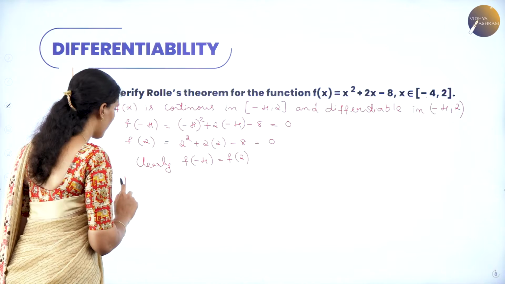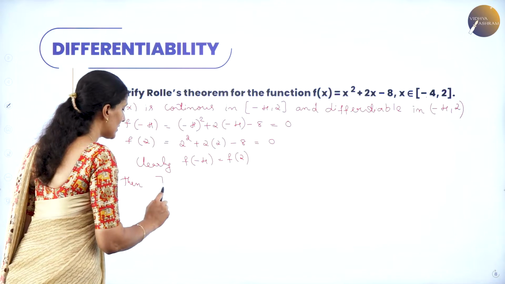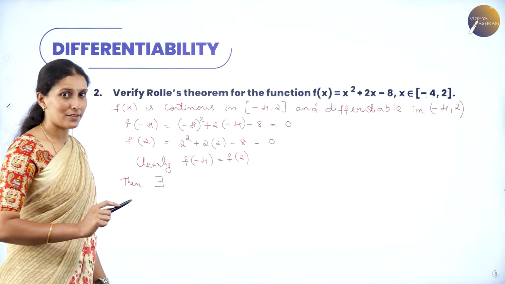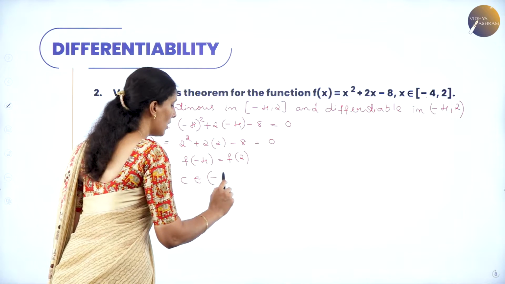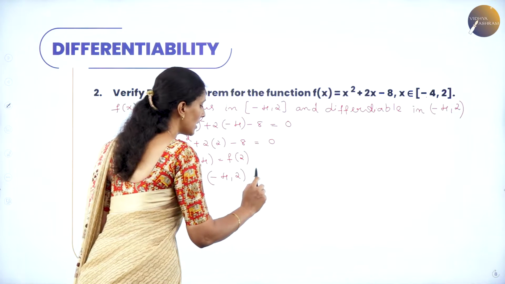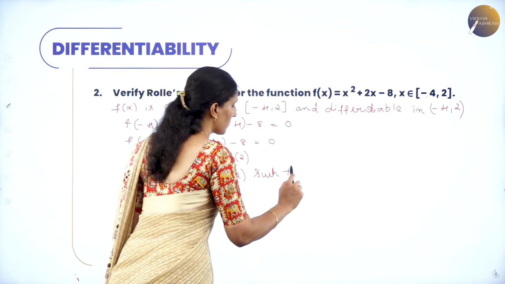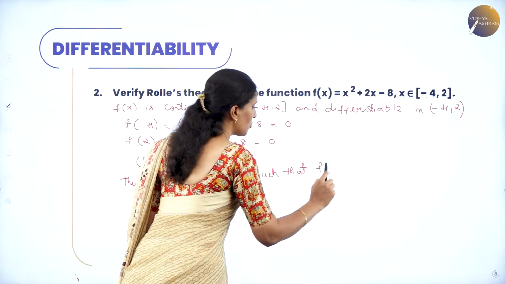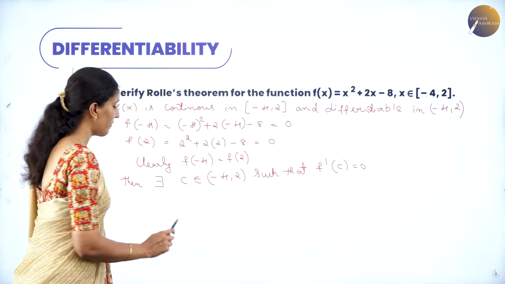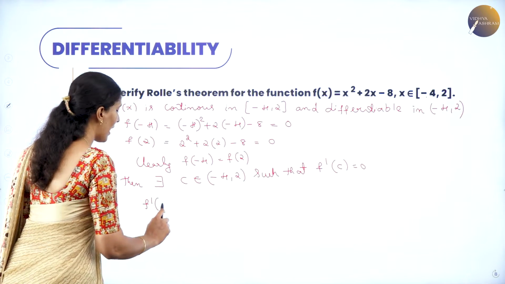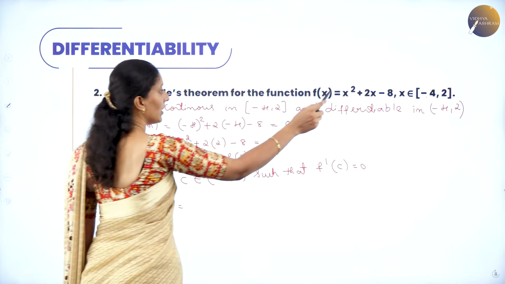So then there exists, this is the symbol for there exists we use. There exists c belongs to the interval minus 4 comma 2 such that f dash of c is equal to 0. So let's find out what is f dash of x. F dash of x means derivative of the given function.